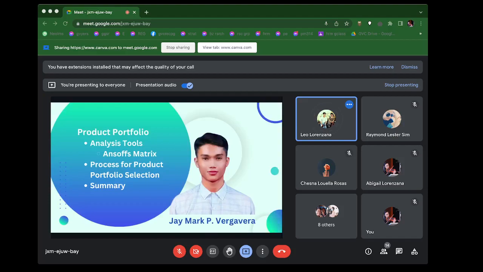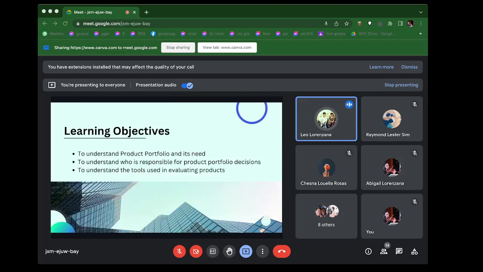Next, please. Our learning objectives are to understand product portfolio and its needs, to understand who is responsible for product portfolio decisions, and to understand the tools used in evaluating products.